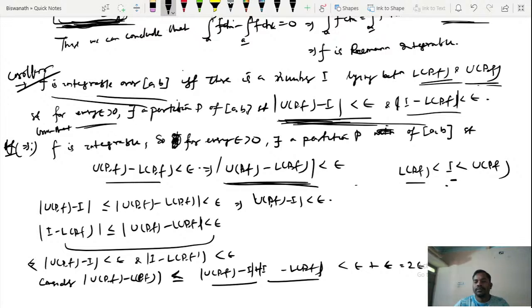So taking 2 epsilon equal to epsilon 1. Here what we got is that modulus of UPF minus LPF is less than epsilon 1, thus f is integrable. So this is the proof.